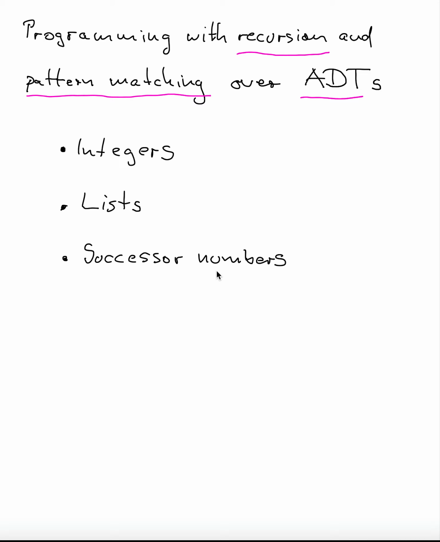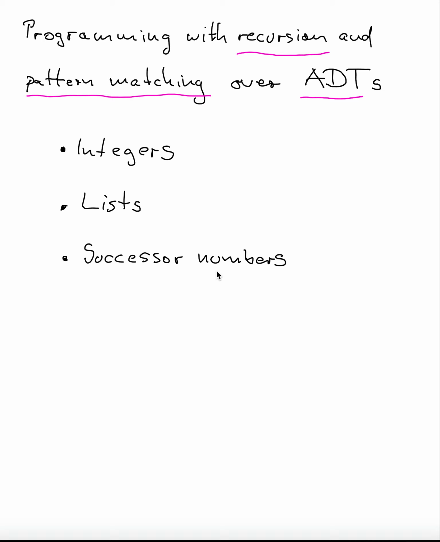In this short video, I want to go over some of the homework and explain again how programming with recursion and pattern matching over algebraic data types works. We will look at three types of examples: integers, lists, and successor numbers. Integers are not an algebraic data type, but recursion and pattern matching works very much the same way. So this is our introduction to programming with recursion and pattern matching.